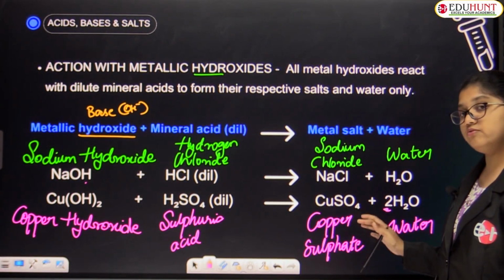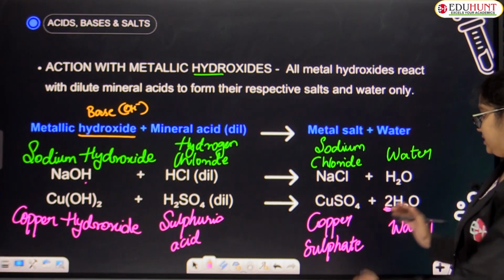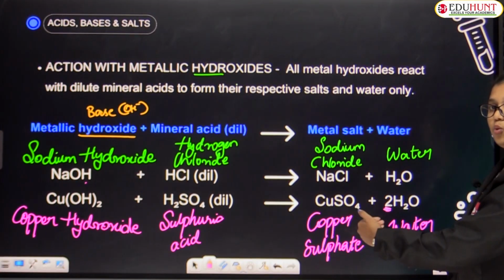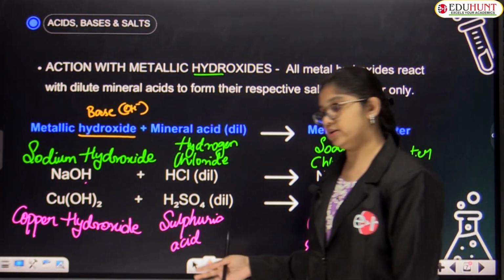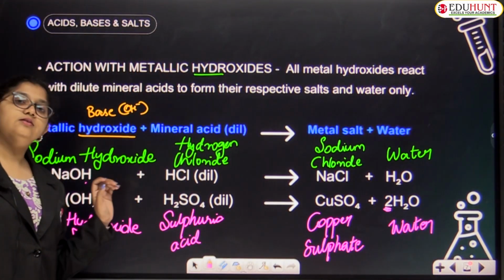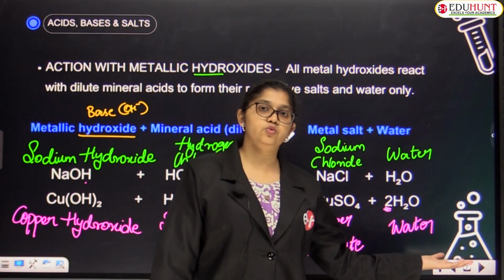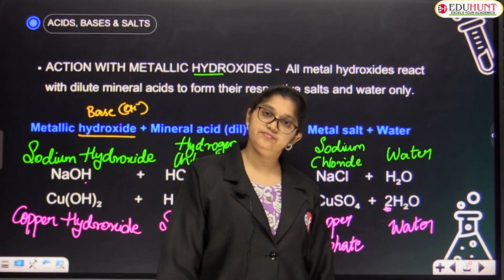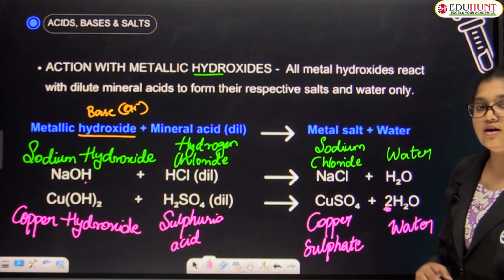Okay, but down we have some shortage of H and O. So, we are representing with the number 2 in the before one, just to balance the equation. Okay, but while reading, you have to read like this: copper hydroxide reacts with dilute sulfuric acid, gives rise to copper sulfate and 2 molecules of water, or else just water. Fine. Clear now? This is all about action with metallic hydroxide.